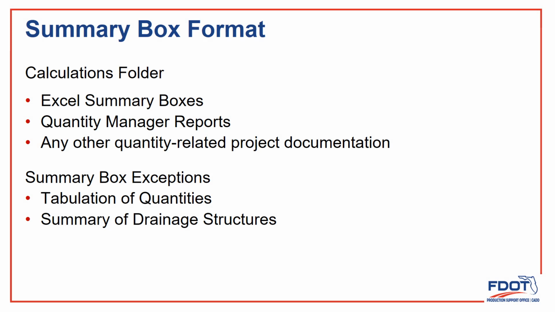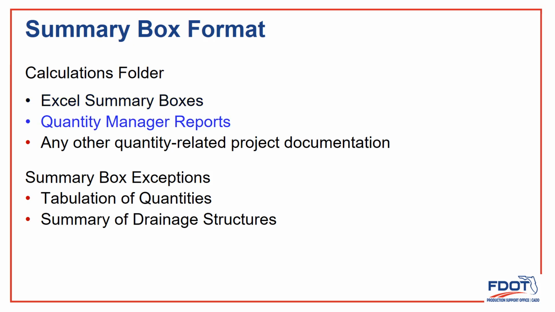When creating summary boxes through LDM, we're prompted to save the Excel file to our project. All the summary box Excel files should be saved in the Calculations folder. I recommend leaving the file names as they're delivered with the FDOT CADD software, and possibly adding an identifying number or code if necessary. Keeping the file names consistent will make it easier to locate a particular table if one needs to be modified or reviewed and checked later.